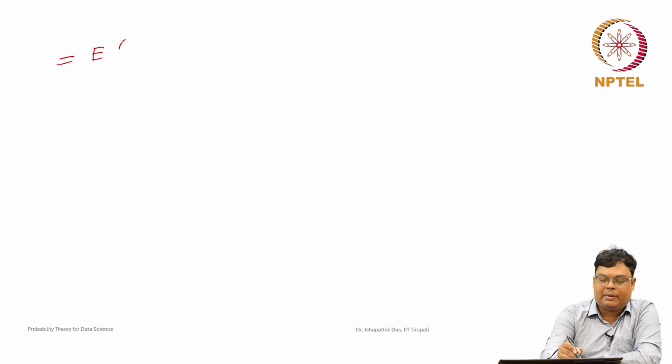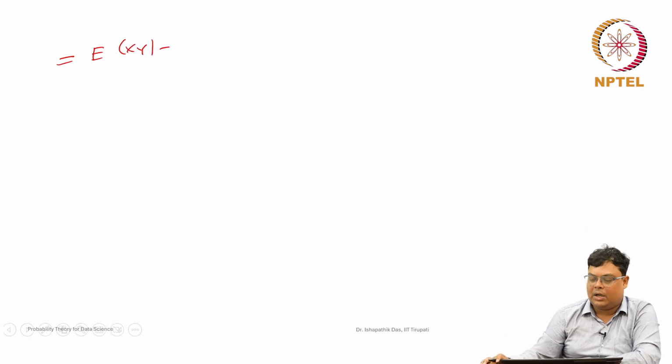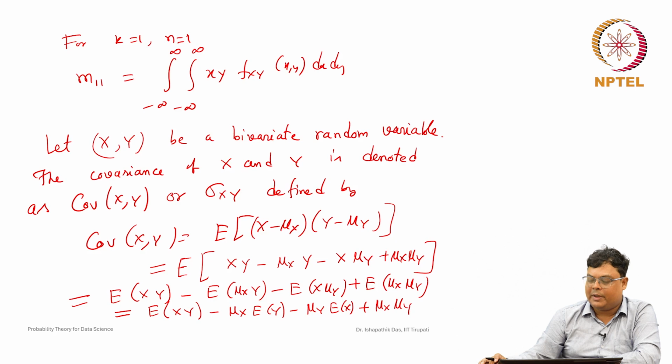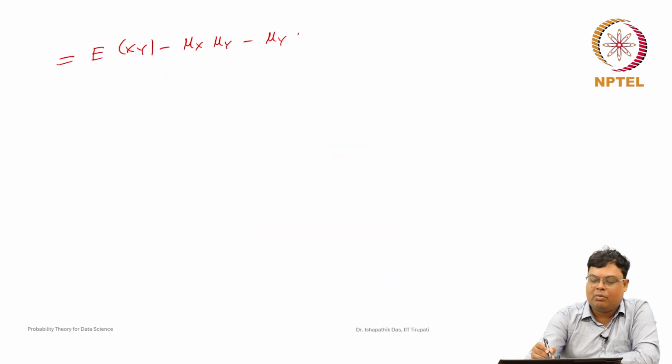Now, if you simplify these things, we will find this is equal to the expected value of xy minus mu x into the expected value of y, which is nothing but mu y. So, this is mu x times mu y, minus mu y into the expected value of x, which is mu x, so this is mu y into mu x, plus mu x into mu y. Then one of the mu x mu y terms is cancelled. So, finally, what do you get? The expected value of xy minus mu x into mu y. In our notation, the expected value of xy is nothing but m11.